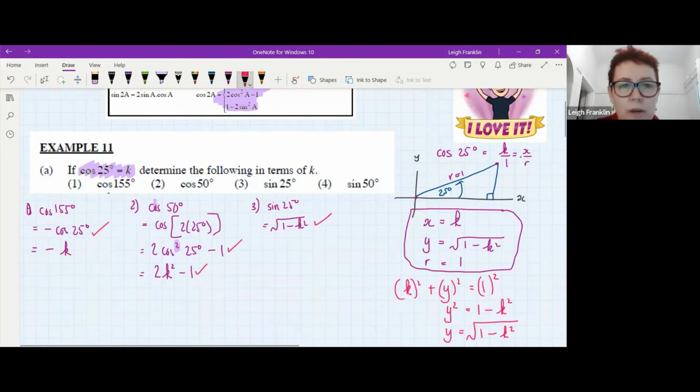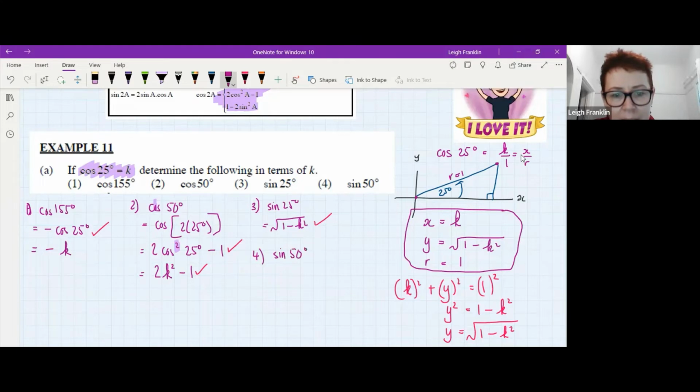And now the last one, number 4, let's just do that quickly. Okay, sine 50. So again, this is quite easy. Sine 50, 50 we know is double 25. So this is the sine double angle identity. All right, and again, we are expected to write it out.